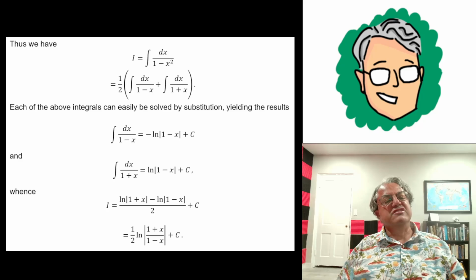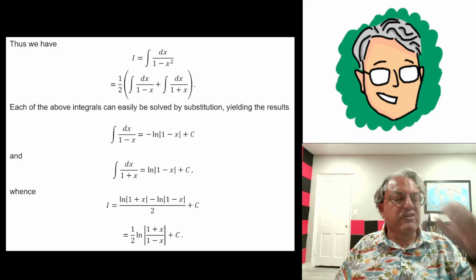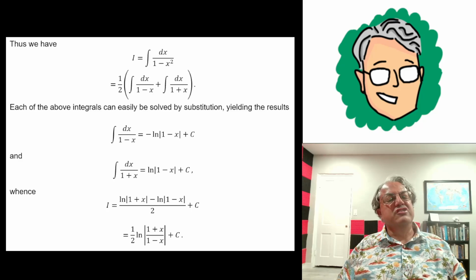And it's also easy to see that the second one, the integral of dx over 1 plus x, is just plus the natural logarithm of absolute value of 1 plus x plus c. That should be a 1 plus x in there. So when we plug everything in, what we get is the integral is equal to the fraction ln of absolute value 1 plus x minus ln of absolute value 1 minus x all over 2 plus c.